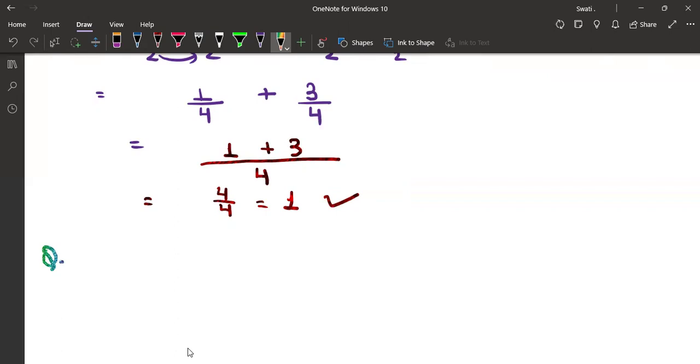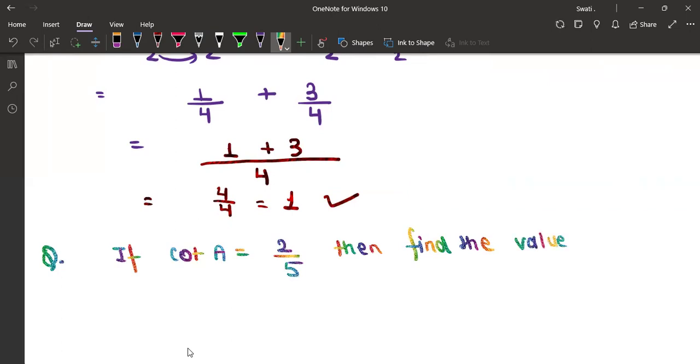Anyway, let's start with the question. So the question is, if cot A is equal to 2 by 5, then find the value of, wherever you have some given condition, like if this is this, then find the value of, always make use of the given information. Then you have to find the value of 4 plus 4 into tan square A. That is what you have to do. So tell me, how will you start? What will you do? Any idea? Yes.